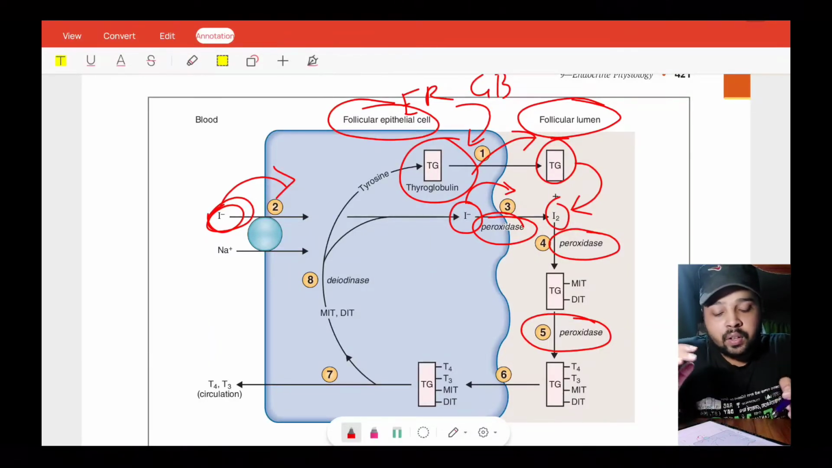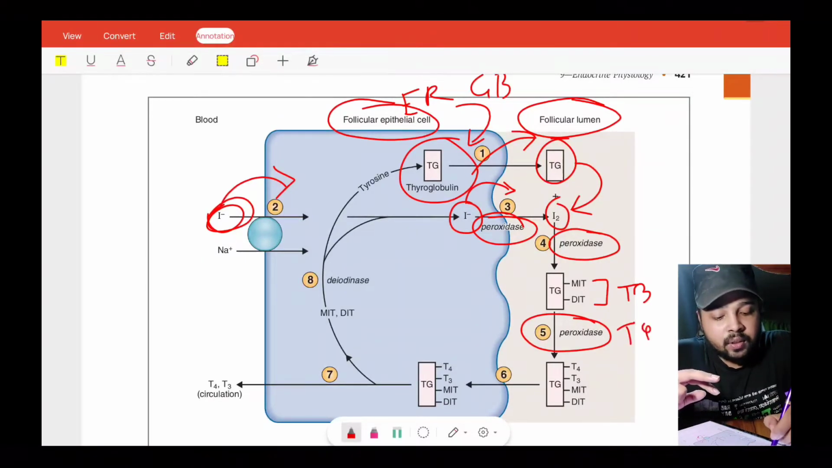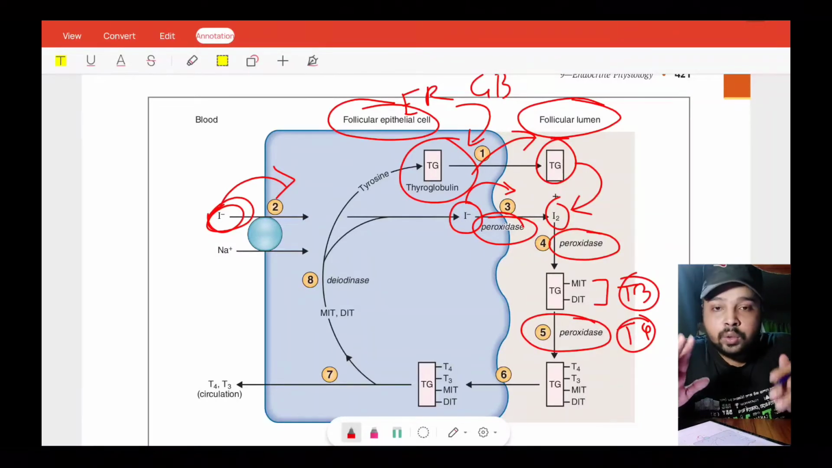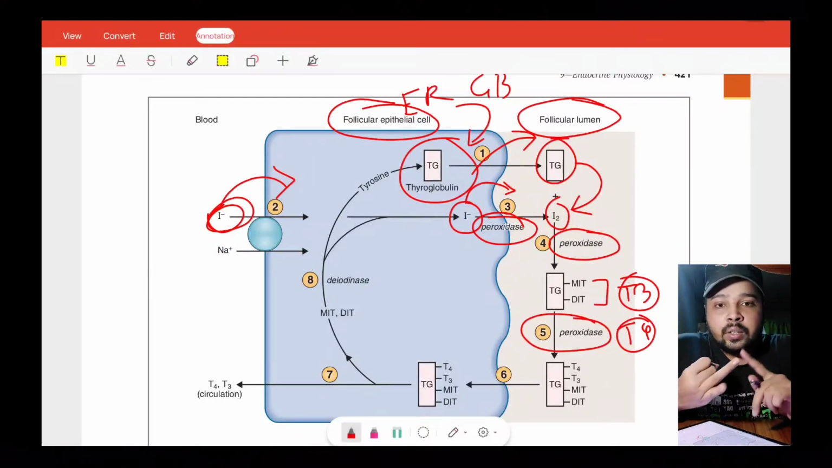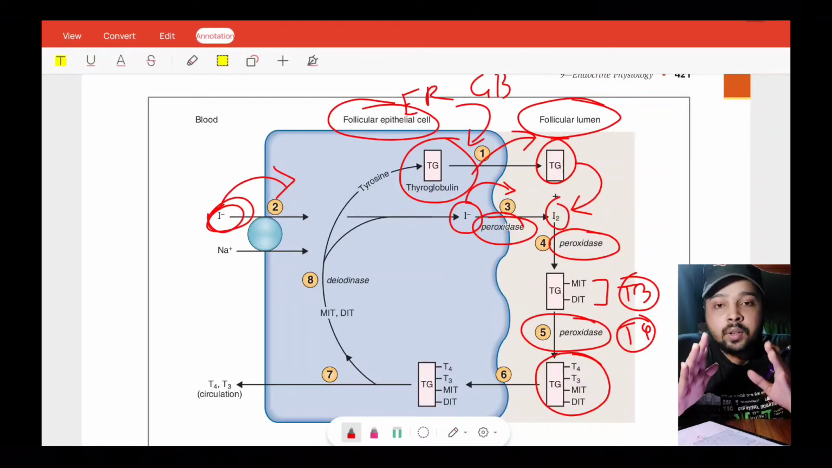When they get coupled, one MIT and one DIT make T3, and 2 DITs make T4. They are our main hormones. These 4 things, T3, T4, MIT and DIT, are attached with the thyroglobulin. This happens by the enzyme thyroid peroxidase. So the thyroid peroxidase enzyme is very, very important.